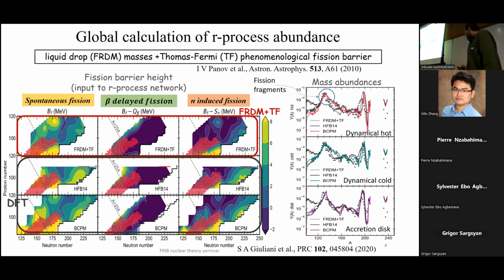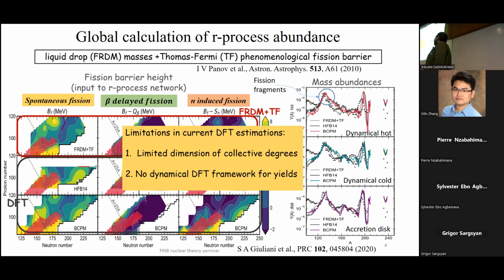So there are still uncertainties related to these DFT calculations, and we have two limitations. One is the limitation due to the dimensionality of the calculation: these are calculated using a one-dimensional calculation, with only one coordinate. I'll come to that. And also, we cannot get the yields directly from DFT. These are the two limitations we currently have, and now I'm going to discuss the possibilities and how we can overcome them.